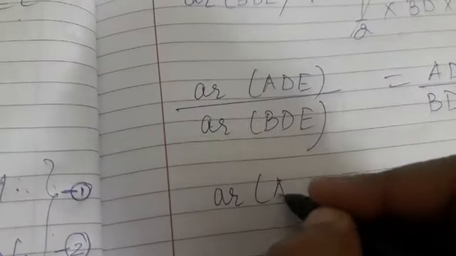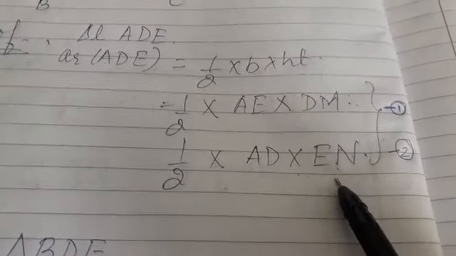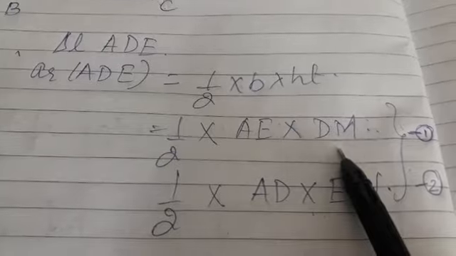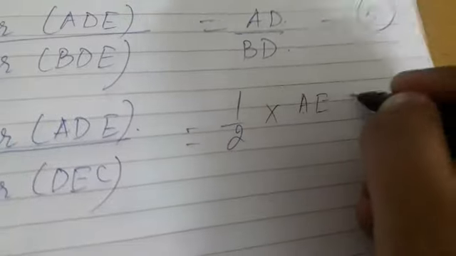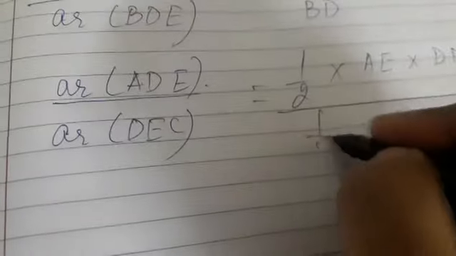Now I will take the ratio of area of triangle ADE with area of triangle DEC. Children, we know that on this side we want AE and EC. In the first part I had taken AD and EN. Now I will take AE and DM. So I will write half into AE into DM upon, what is the area of DEC?